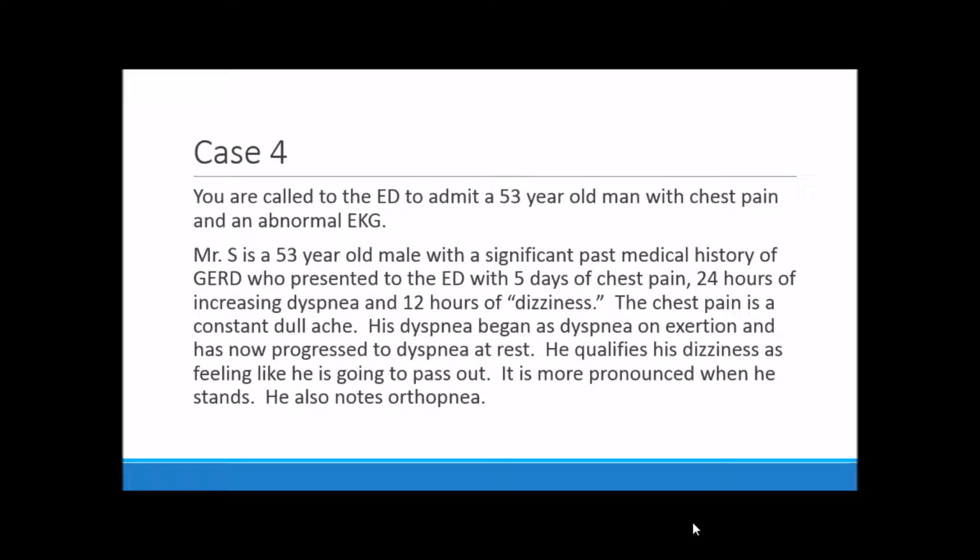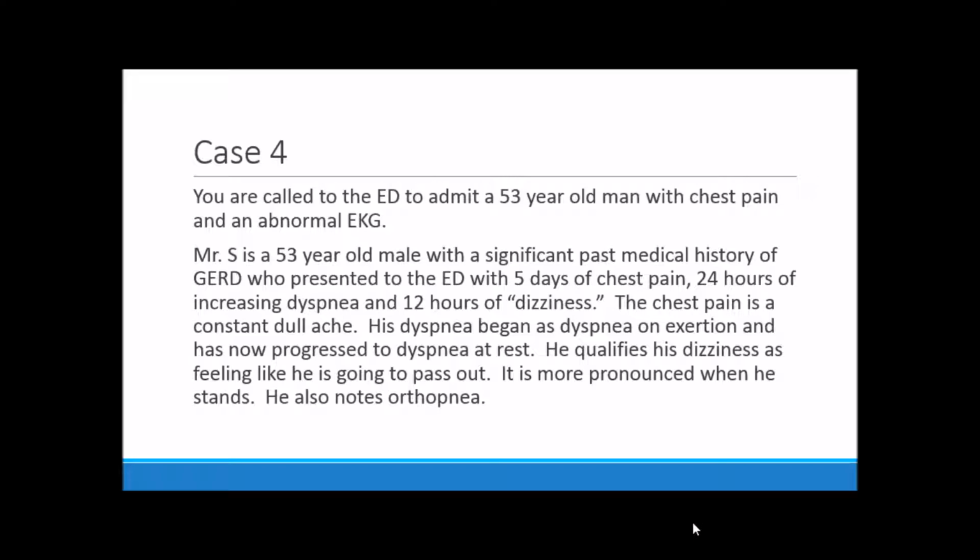The chest pain is a constant dull ache. Dyspnea began as dyspnea on exertion, and now he has dyspnea at rest. He qualifies his dizziness as feeling like he's going to pass out. It's more pronounced when he stands. He also notes orthopnea. Okay, so let's go through what are the big 7?